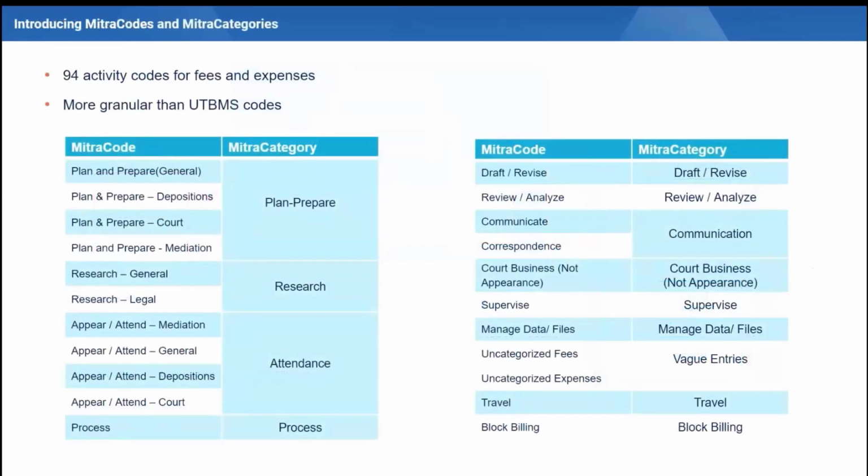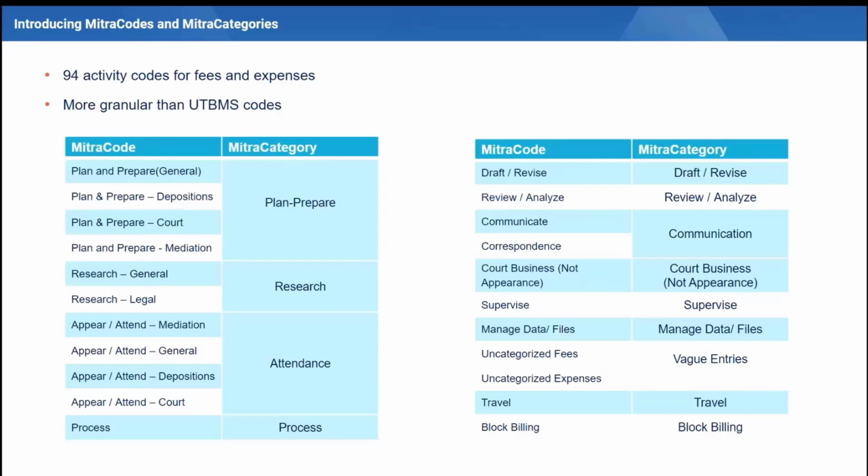I wanted to introduce you to the meter codes and meter categories. This is the base for our machine learning technology. These are proprietary codes that read the description of the line item of an invoice and then automatically assign these categories to it. These categories are like the UTBMS codes, but a little more granular as well.